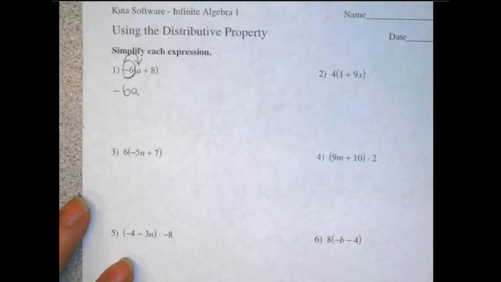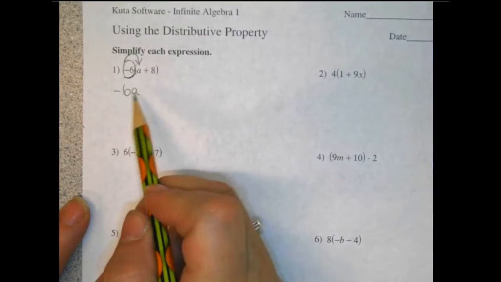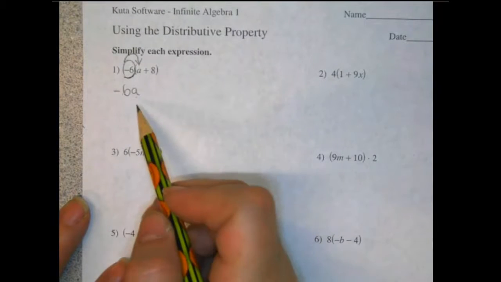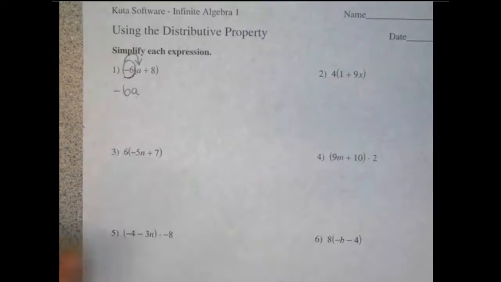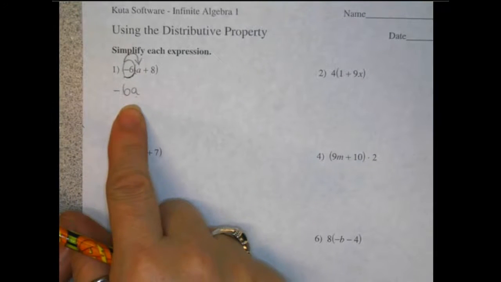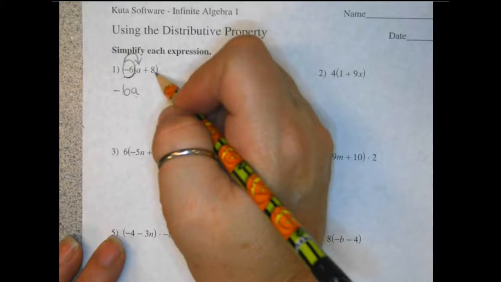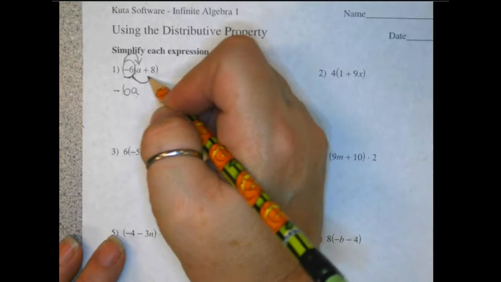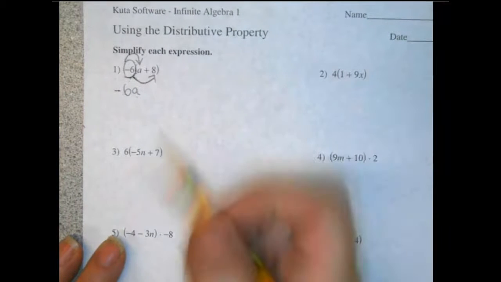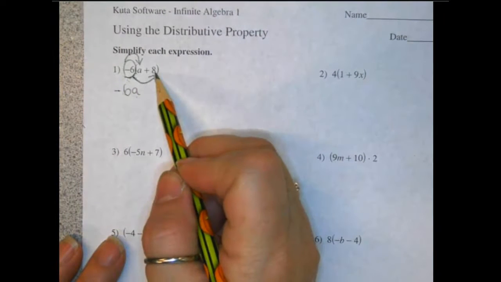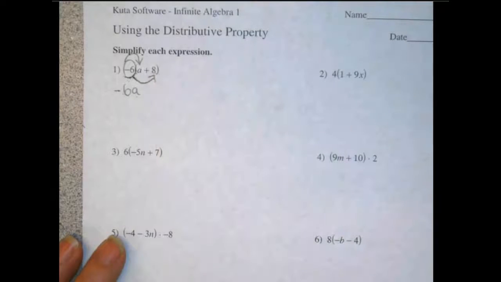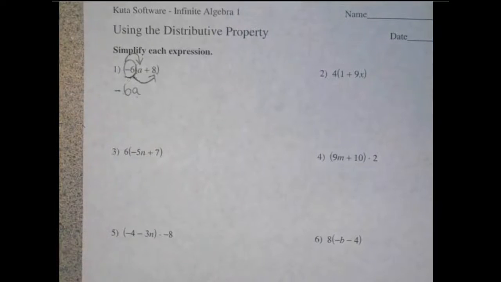-6A. This still tells me it's 6 times A, but I don't know the value, so I just combine them as a multiplication term. And then I'm going to take my second number, which is my 8, and I'm going to draw an arrow to it. So I have a -6 times 8. So what is a -6 times 8? Here's when you might need a calculator or a multiplication chart in order to solve this problem.